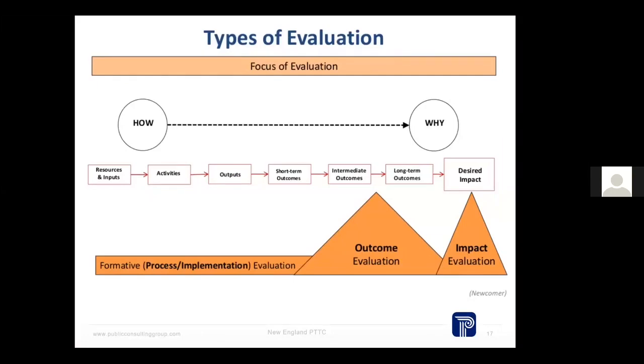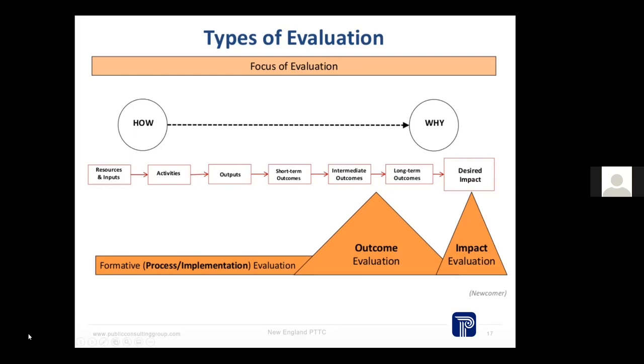So this infographic does a nice job displaying the different types of evaluation, moving from the how to the why. You start with the formative evaluation, which is looking at implementation processes, fidelity, capacity, all the way out to the impact evaluation. So when we do evaluations, we like to do both formative and outcome evaluations, and that includes impact as well.